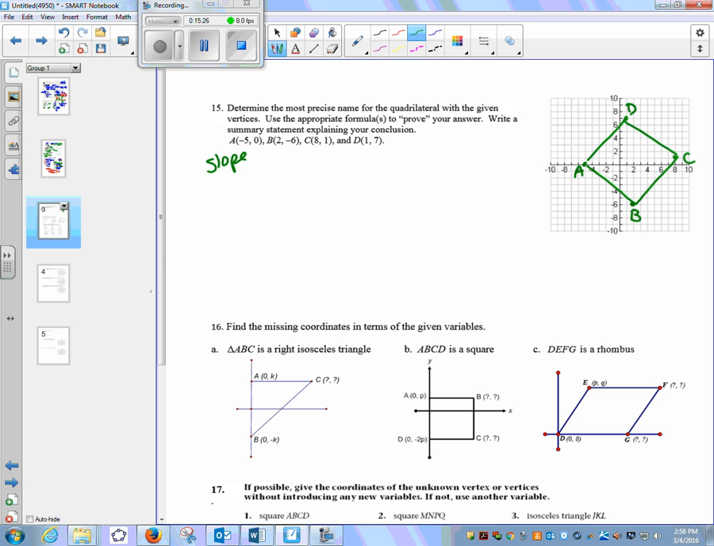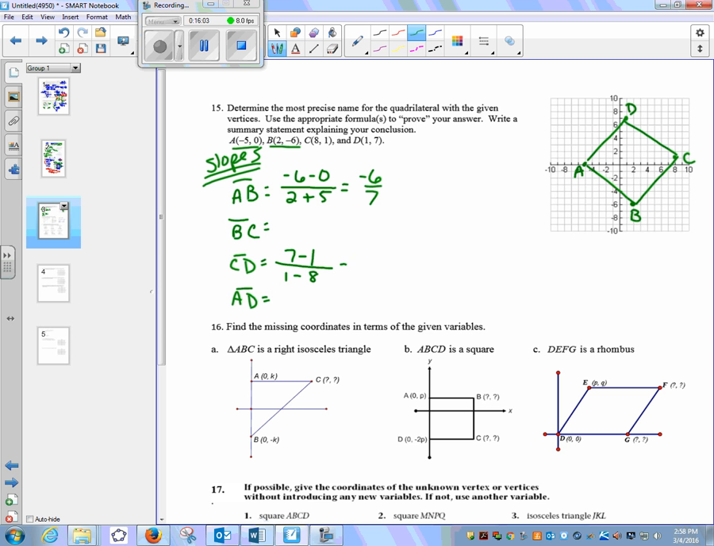Again, I always like starting with all 4 slopes because then right away I narrow it down to what it might be. I get slope of AB. Here I'm using these coordinates, AB, -6 minus 0 over 2 minus a -5. That's -6 over 7. For CD, I'm expecting CD to be the same slope as AB if it's a parallelogram, so I'm going to do that one next. CD is 7 minus 1 over 1 minus 8. That's 6 over -7, which is -6/7.